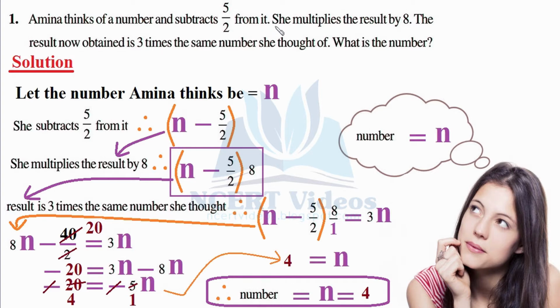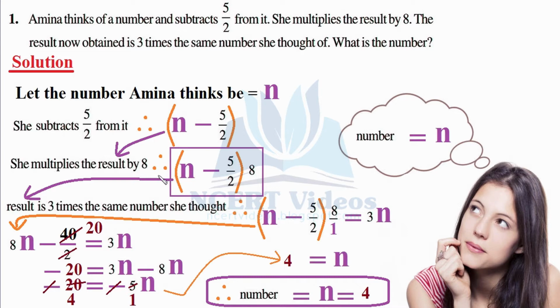Moving on to another statement, or another hint: she multiplies the result by 8. So what is the result? Result is this complete value, which we have denoted as result. Whatever the value of n minus 5/2 would be, this is our result. So she multiplies the result by 8. So we wrote she multiplies the result by 8.